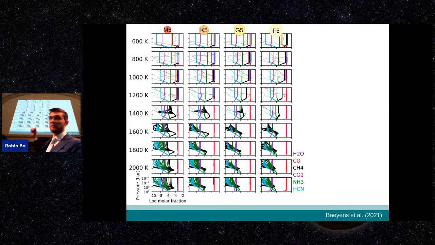On the top row, we have the colder planets. We start at 600 Kelvin, and if we go row by row, we end up at 2200 Kelvin even. So really quite hot planets. And we also show in the different columns planets around different stellar types. Now, this is a messy plot, but I just want to highlight one particular thing that is quite interesting. And that is that there seems to be a dichotomy between the cool planets on the one hand and the hot planets on the other hand.